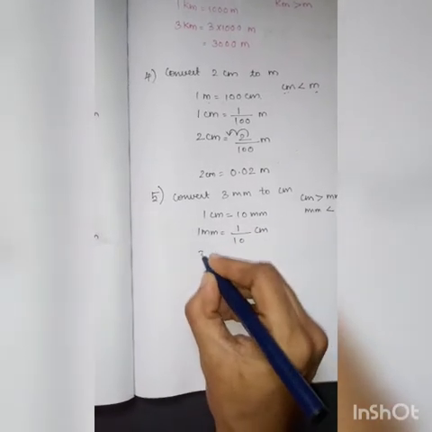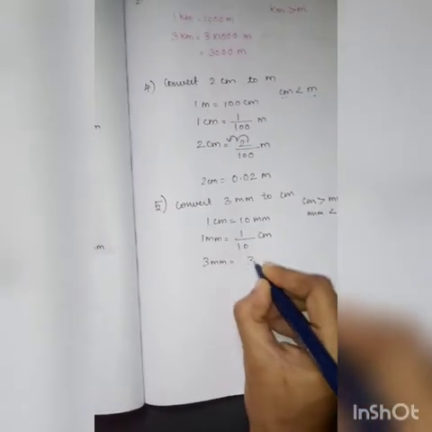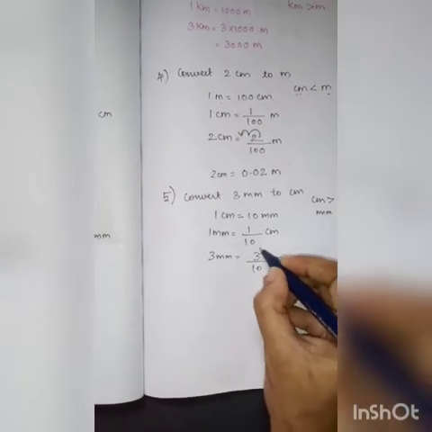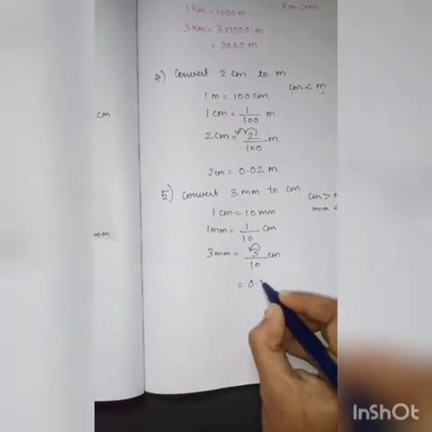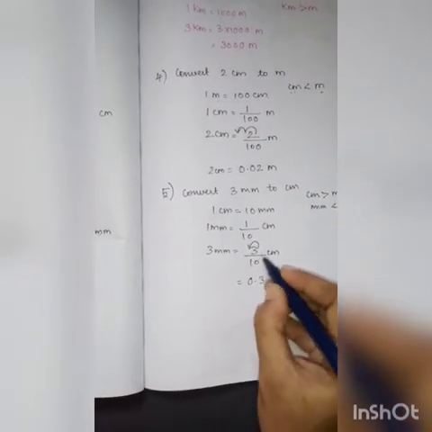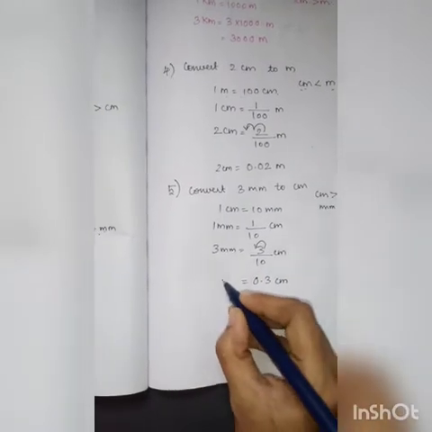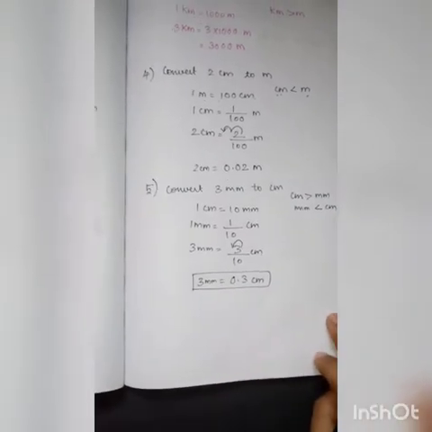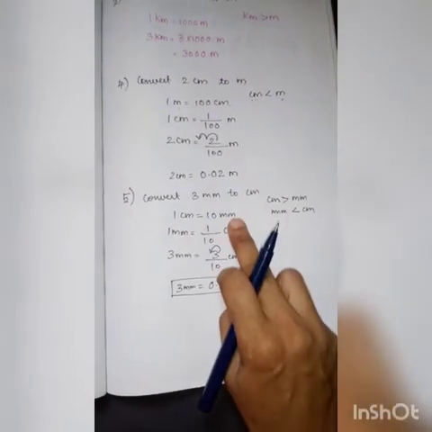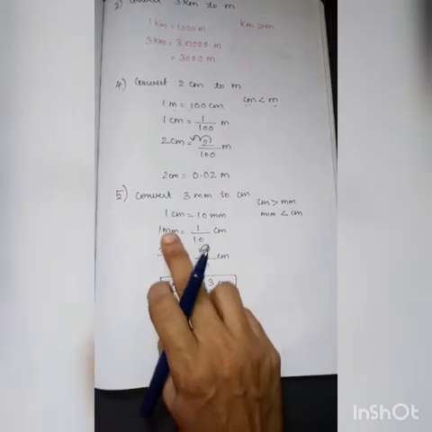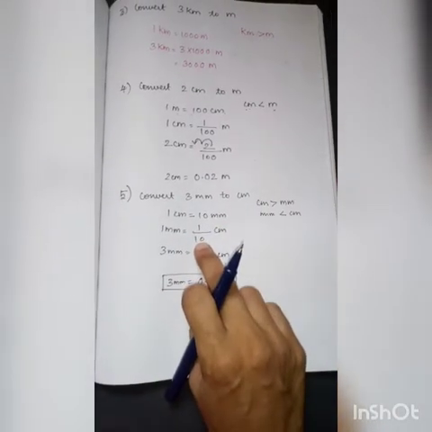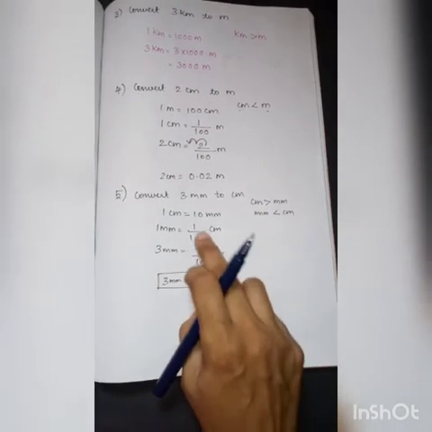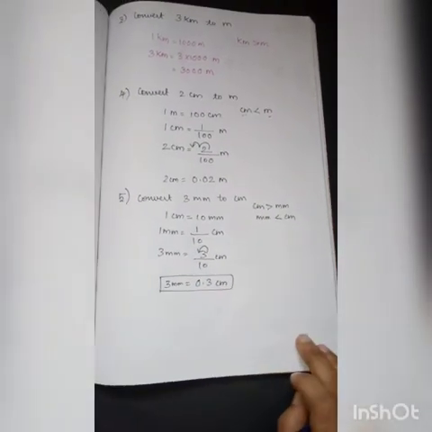Now what is the question? 3 millimeter. So 3 by 10 centimeter. Here only 1 zero, so 1 digit you are shifting. What is the answer? 0.3 centimeter. So 3 millimeter is 0.3 centimeter. When converting millimeter to centimeter, it is divided by 10.